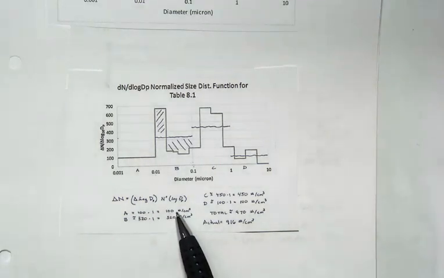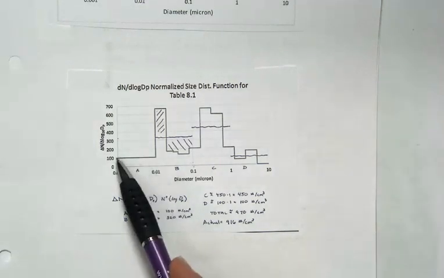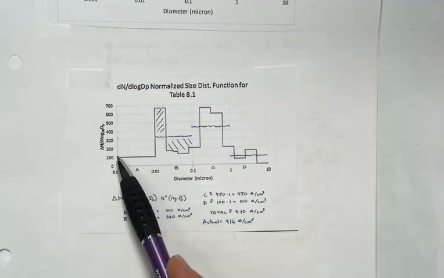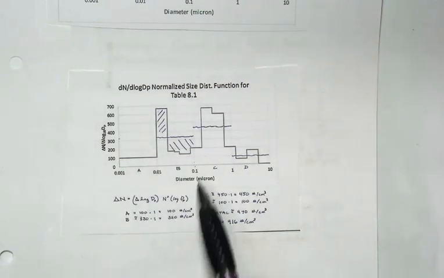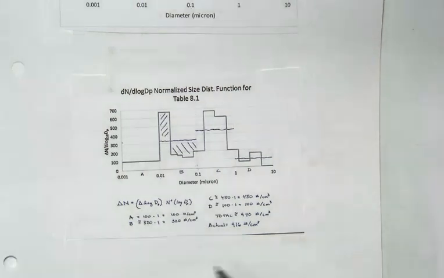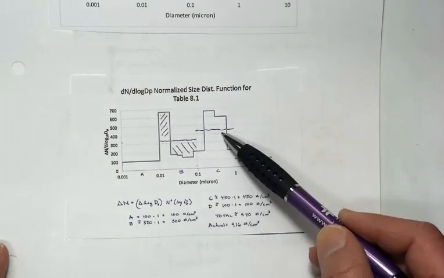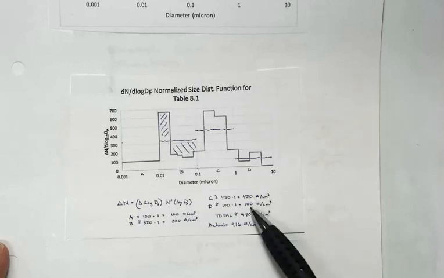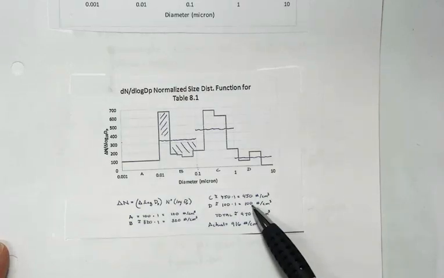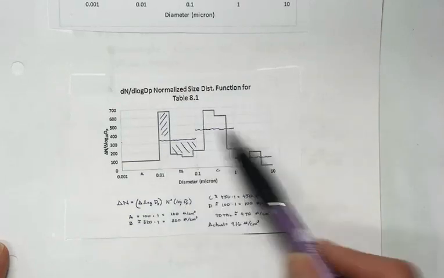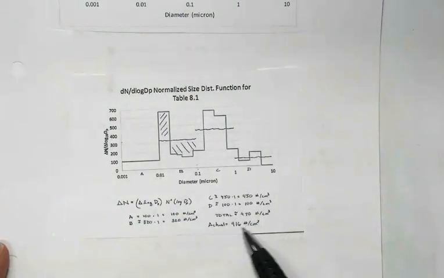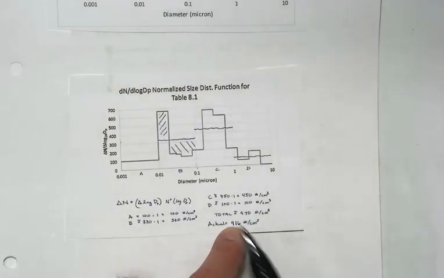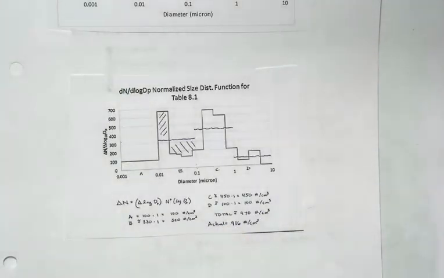And I've repeated this approximate visual integral for size ranges A, B, C, and D, where A has exactly 100 because it's at 100 for the whole decade, and it's 1 decade. Then about 320 in size range B, maybe about 450 in size range C, and 100 or so in size range D. If I add those up, I get 970. The actual data that we built this size distribution from had a total of 916 in that size range.